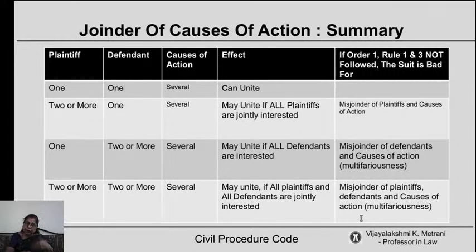So there are several causes of action. He can join all that, file a case against the defendant, and mention all the causes of action in one particular suit. He need not file one suit for the first instance when the cause of action arose, the second instance when the cause of action arose, the third instance, that is the third fact when the cause of action arose, because then it becomes different trials. So for the convenience, the CPC has said that they can join all the causes of action in one suit.